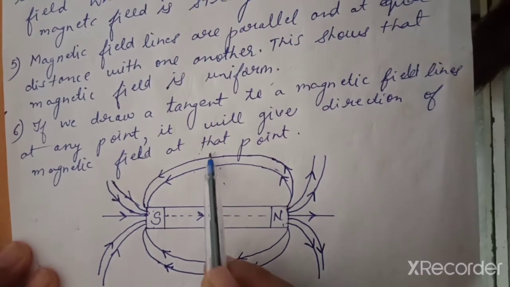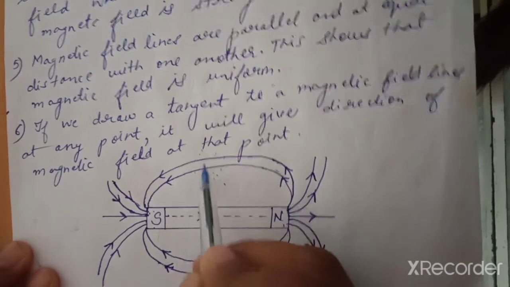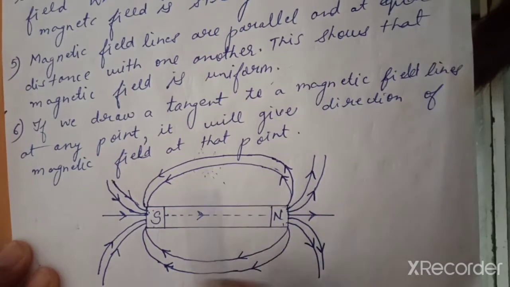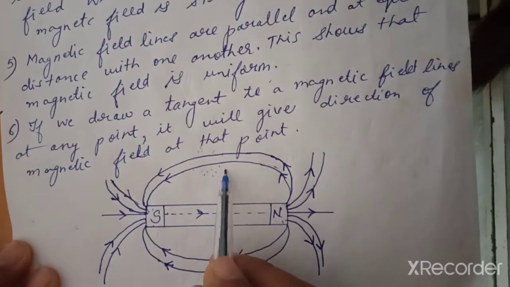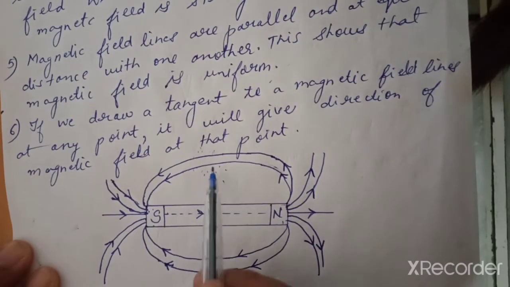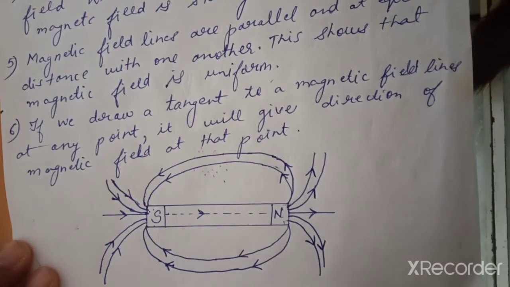These magnetic field lines are parallel and at equal distance from one another. This shows that the magnetic field is uniform.